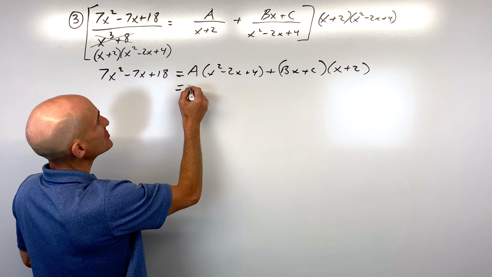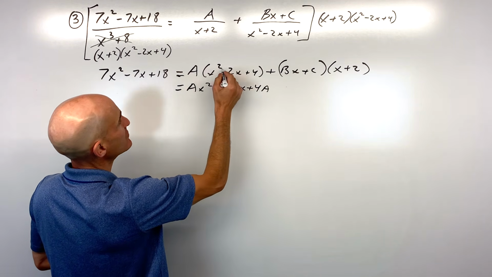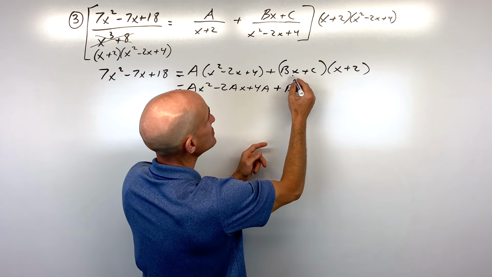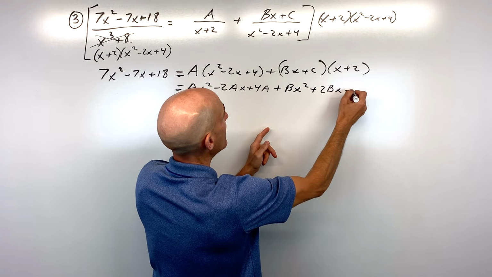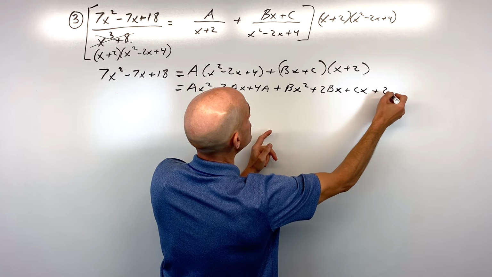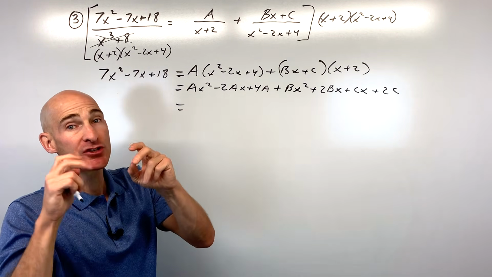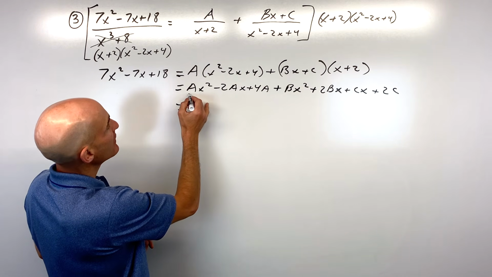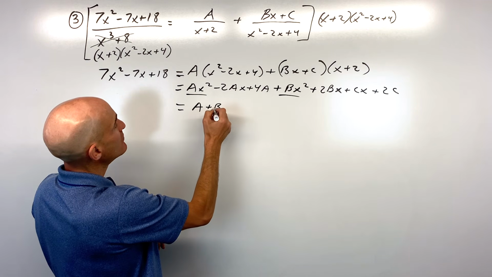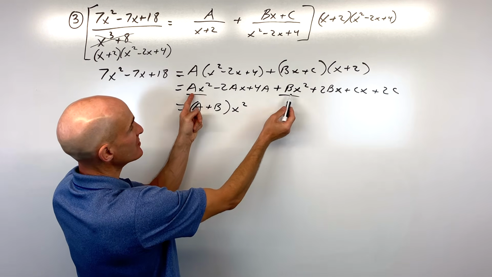So I'm going to distribute the a, so I get ax squared minus 2ax plus 4a. I'm just distributing. Here I'm going to FOIL or just do the distributive property twice. So that's bx squared plus 2bx plus cx plus 2c, okay? And now I'm going to collect like terms. You see how we have ax squared and bx squared? So I'm going to write this as a plus b times x squared, because this will be ax squared plus bx squared, which are these two terms.